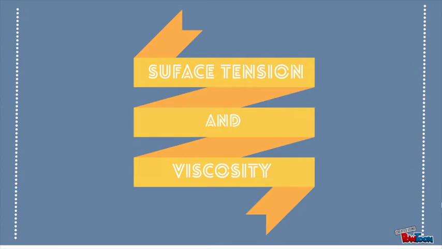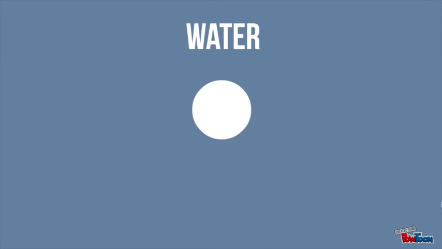Today we will look at the structure of water and the concepts of surface tension and viscosity. A water molecule is made up of an oxygen atom and two hydrogen atoms that are held together by covalent bonds. Oxygen is more electronegative than hydrogen, so the electrons shared between them are drawn in close to the oxygen atom. This results in one end of the molecule being slightly negative and the other slightly positive.